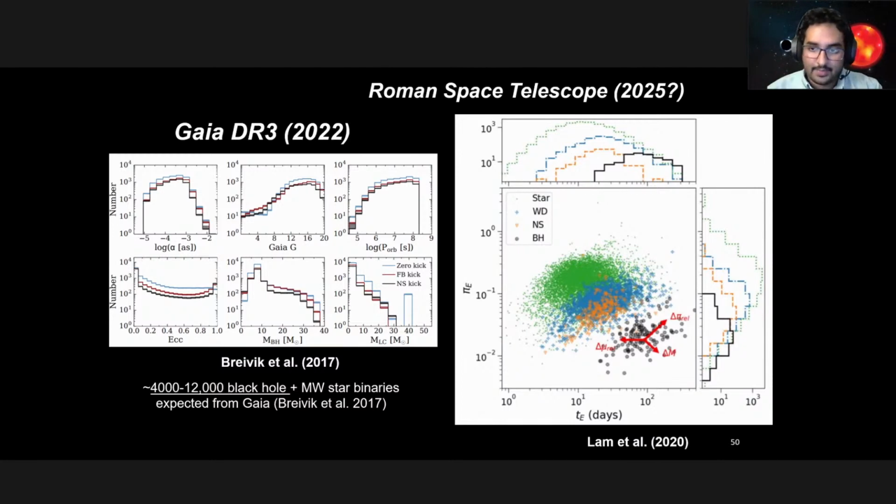Another exciting pathway for these discoveries in the future will come through microlensing studies, using surveys like the upcoming Roman Space Telescope. Recent work has shown that it is possible to use these surveys to discover hundreds of isolated black holes and neutron stars in the Milky Way.